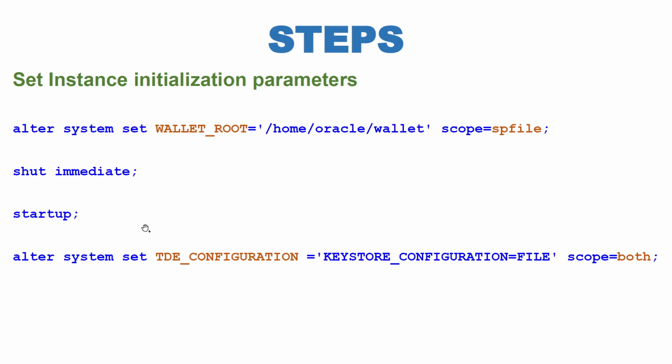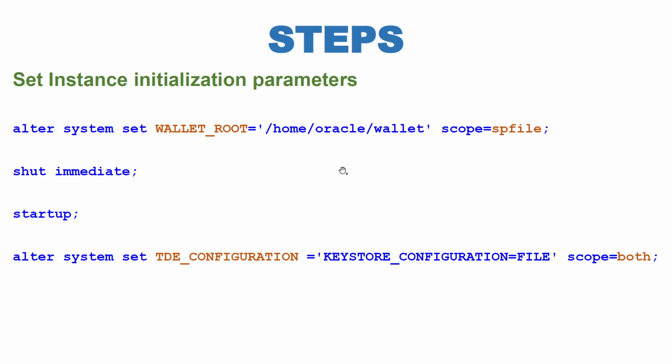So I'll just show you how to set up the wallet. To do that, we will be setting this particular parameter, WALLET_ROOT, in the SPFILE. And since we set it in the SPFILE, we will restart the database. Once the database is restarted, we will use another parameter called TDE_CONFIGURATION, and we'll say KEYSTORE_CONFIGURATION=FILE, SCOPE=BOTH.